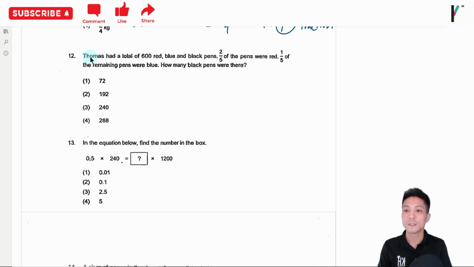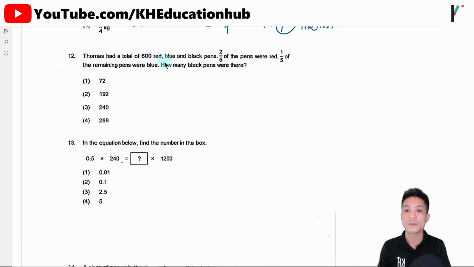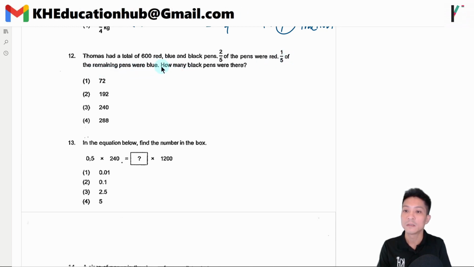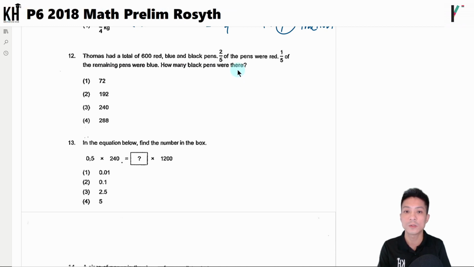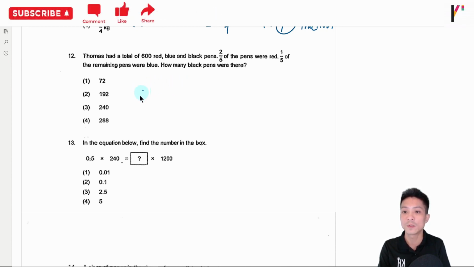Question 12. Thomas had a total of 600 red, blue, and black pens. 2/5 of the pens were red, 1/5 of the remaining pens were blue, and how many black pens were there? There's a few ways to do this. Either you draw a model or you can use the fraction or the branching way. So maybe we can try the branching way.